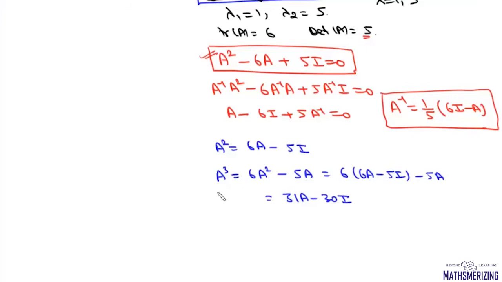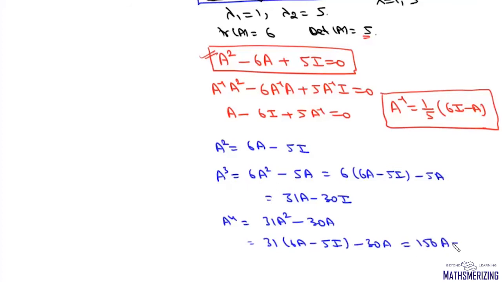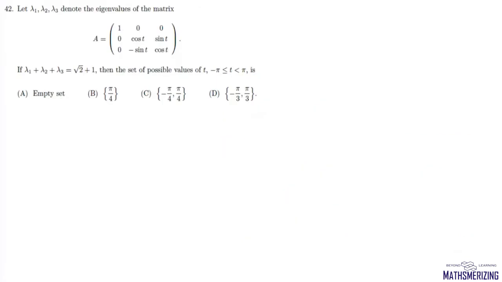Now we have to find A to the power 4. We'll multiply A again. We'll get A to the power 4 as 31A square minus 30A. Now again A square is 6A minus 5I. So it'll be 31 into (6A minus 5I) minus 30A, and it'll be 156A minus 155I.